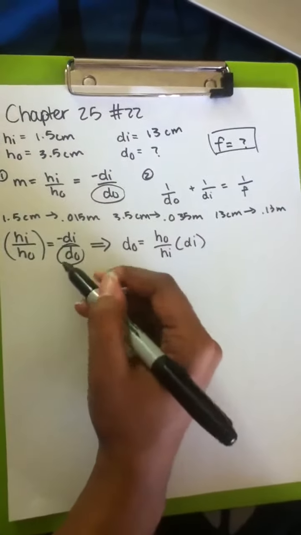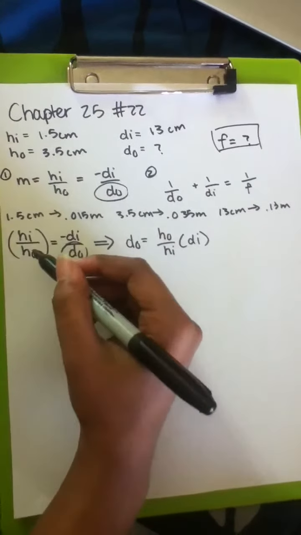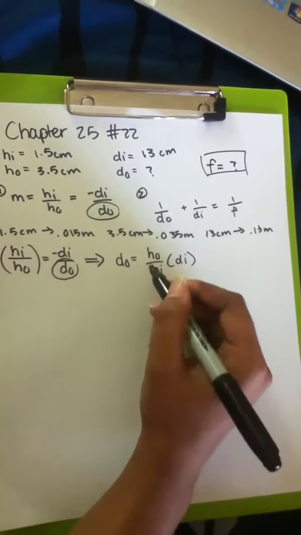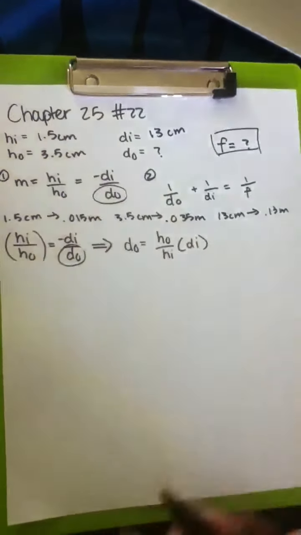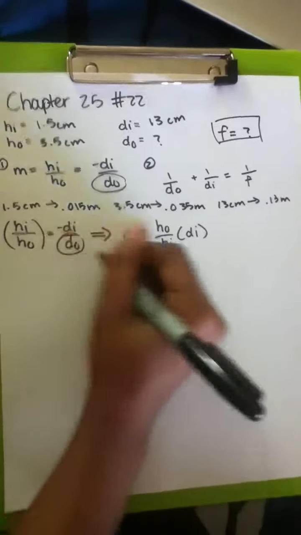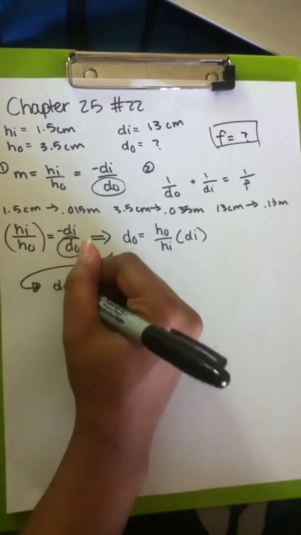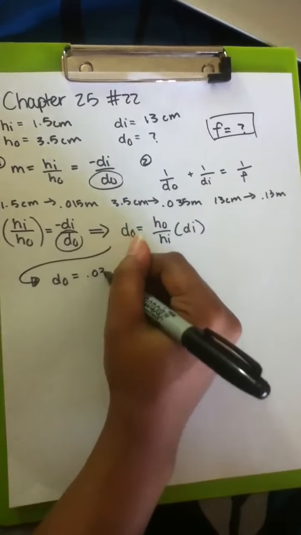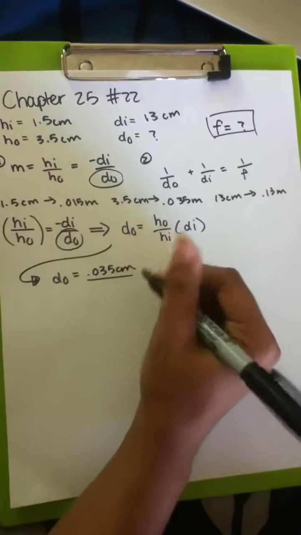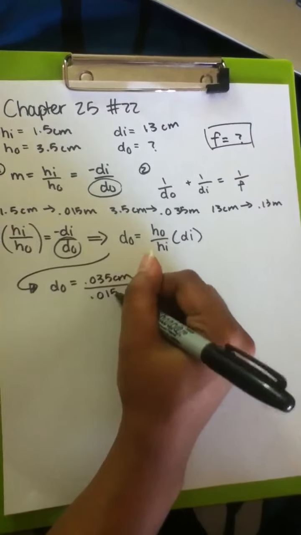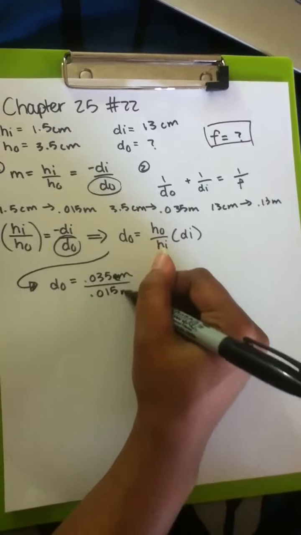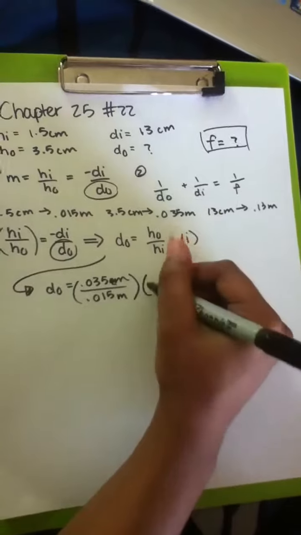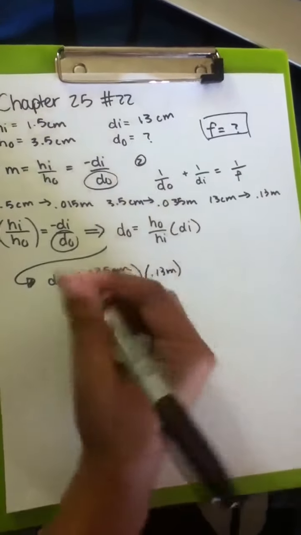I multiplied each side by the distance of the object, and I divided by the height of the image divided by the height of the object, or I multiplied each side by the height of the object divided by the height of the image. And once I do that, I'm just going to plug in values. The distance of the object is equal to the height of the object, which is 0.035 meters, divided by the height of the image, or 0.015 meters, and then I'm going to multiply by the distance of the image, which is 0.13 meters as well.